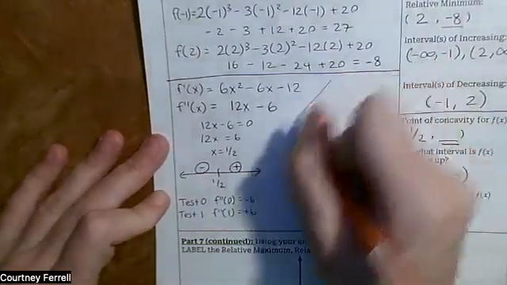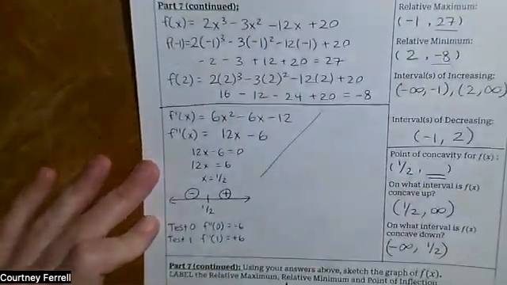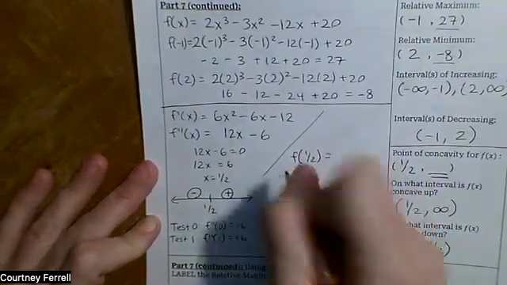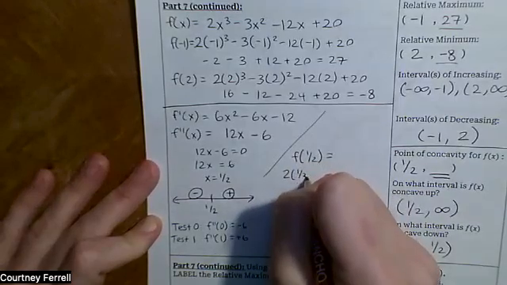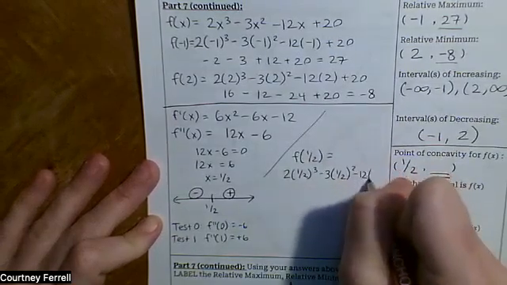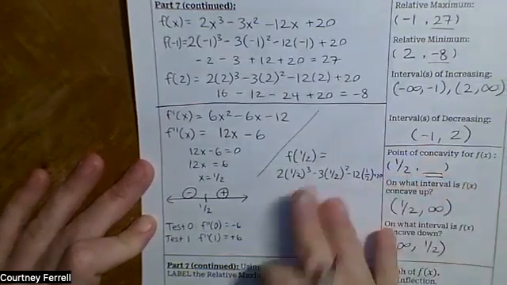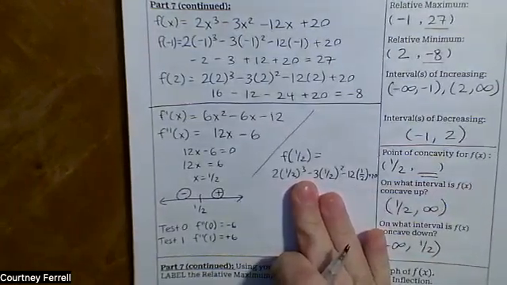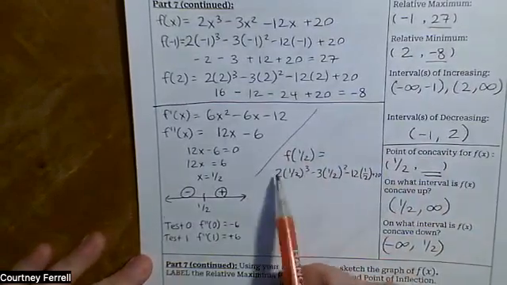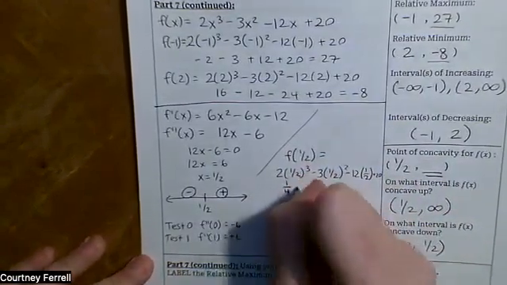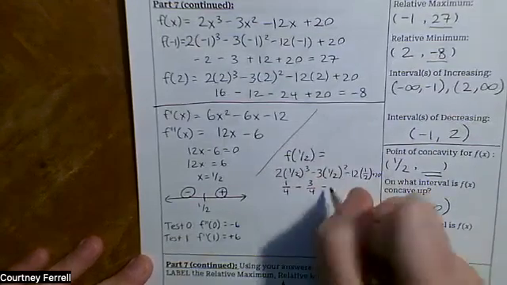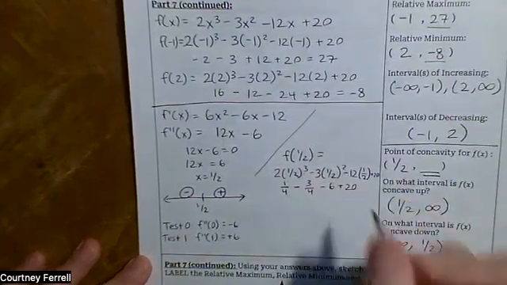So I need to now go to my original function and plug it in. So original f of half equals 2 times half cubed minus 3 times half squared minus 12 times half plus 20. You can absolutely do this in the calculator and then write the answer and just put a note to use the calculator. You do not need to do what I'm doing. 1/8 times 2 is 2/8, so that's 1/4 minus 3/4 minus 6 plus 20.